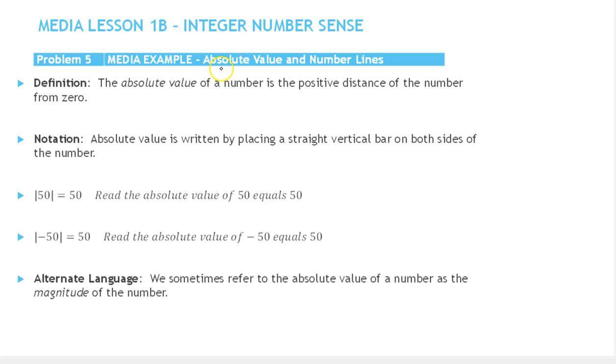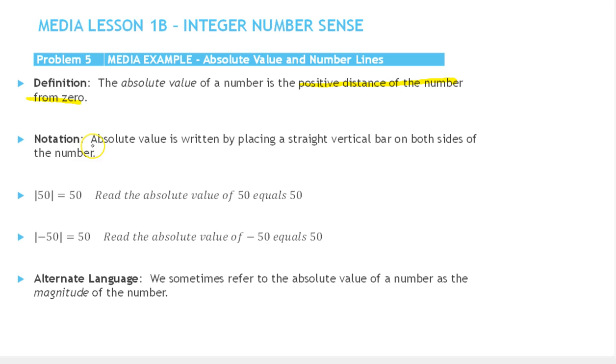In this example, we're going to learn about absolute value and visualize them on number lines. So the absolute value of a number is the positive distance. Let's get the highlighter out. The positive distance of the number from 0.